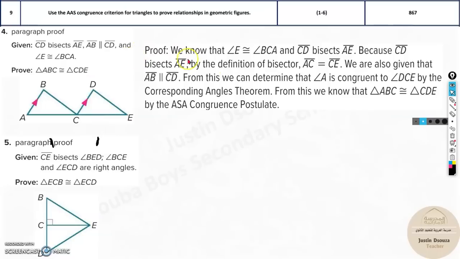Over here, it's again the same. All the proofs are written. Just go through it. They have given a lot of information. Just find which is angle, side, and angle, and then you can easily solve it. Over here, they have already mentioned CD bisects AE. So over here, this line is bisecting AE. That means AC and CE are equal. So this is equal. Then find the remaining angle. They have told angle E is equal to BCA. Then we have parallel lines, and we can easily find these two are congruent because of corresponding angles.